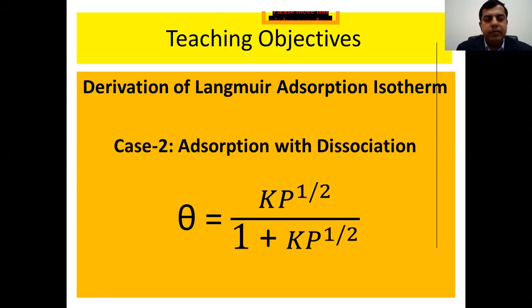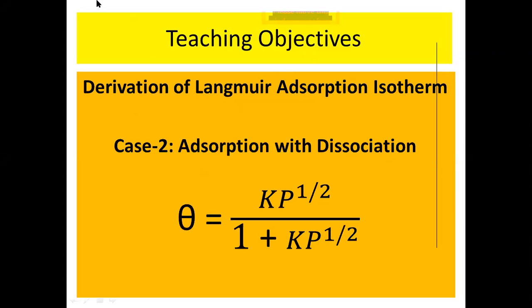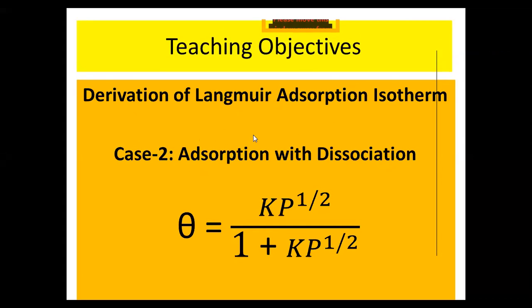So today we are going to discuss in detail the second case, which is about adsorption with dissociation, because we have already discussed the two modified forms of the Langmuir adsorption isotherm in detail in the previous lectures. And this is the second case, adsorption with dissociation, and this is the final form of the adsorption with dissociation, and this is also the Langmuir adsorption isotherm.